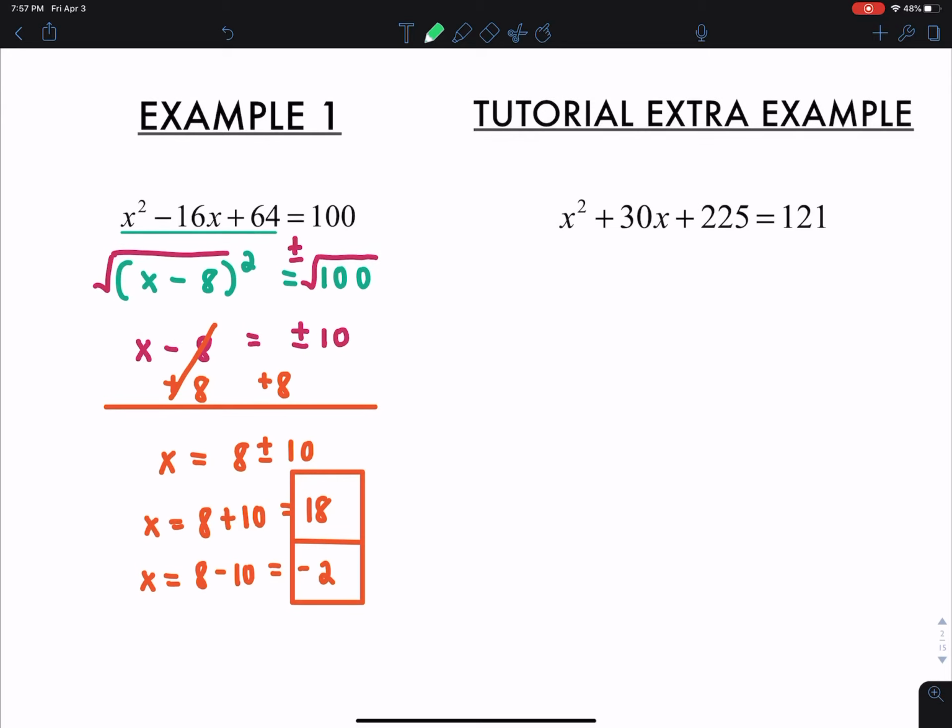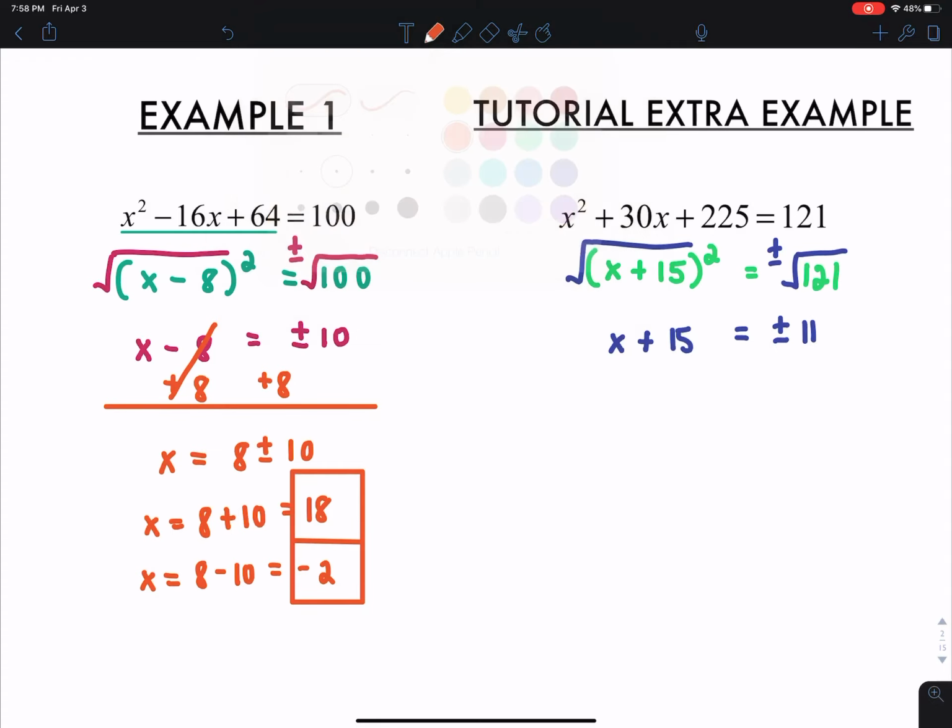So the next one's really similar. Again, go straight to factoring. So this would be x plus 15 squared equals 121. And then we can square root both sides. We need the plus or minus with our number. So the left side is going to simplify to x plus 15 equals plus or minus 11.